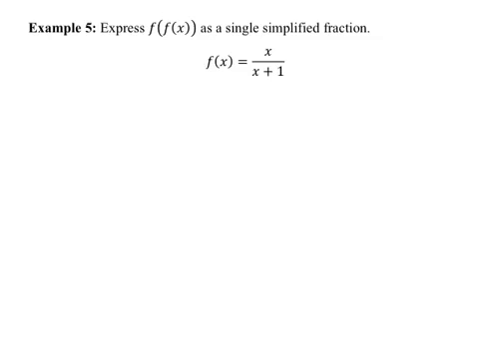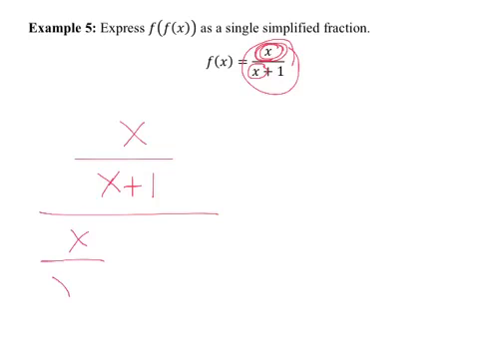And example 5 says to express f of f of x as a single simplified fraction. So we're taking f of x and putting it into f of x. So that means that this quantity, f of x, is going to go in for x here and for x here. So the quantity x over x plus 1 goes in the numerator here for x, but it also goes in down here. Remember, that's how you evaluate a composition of a function. You plug in the inner term, f of x, into the outer term. So this is our fraction now.